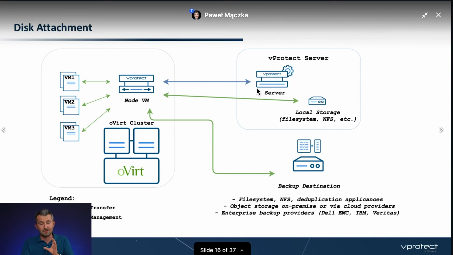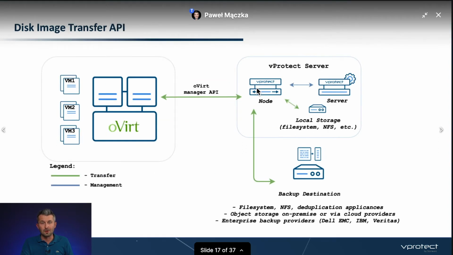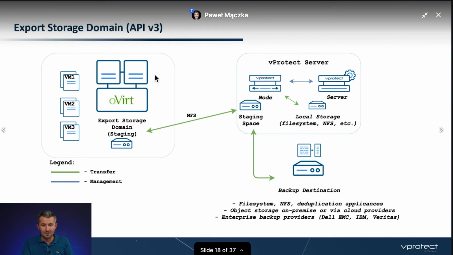Disk attachment is also a really efficient way, where we mount the disk, and we can use fiber channel transfer to cope with the backups. Disk image transfer is the only bottleneck, and you need to keep in mind that all of the data goes through the oVirt manager, especially from the restoration point. We use this strategy, but in most cases we're using SSH and CBT. And the oldest one uses the export storage domain.